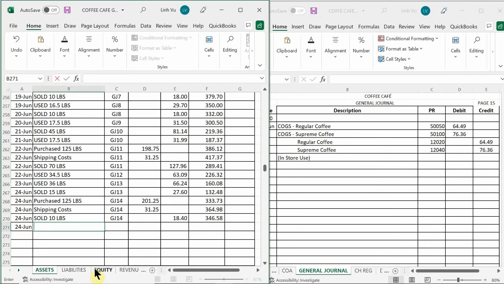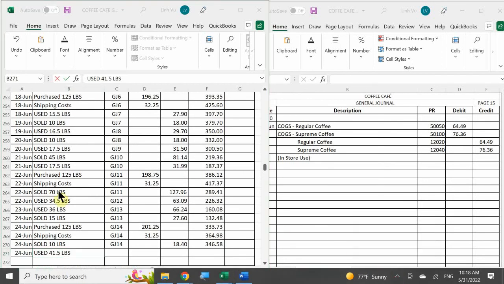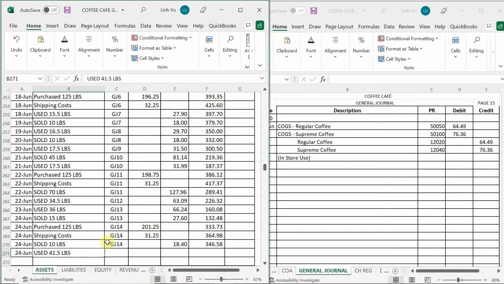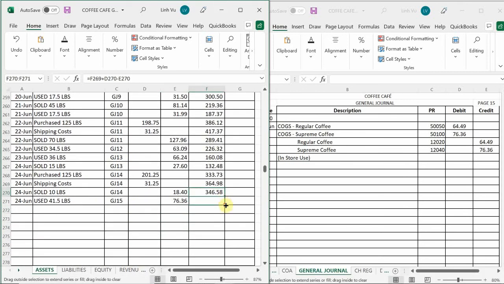We end up using 41.5 pounds, which we end up using 76.36, right? That's how much it cost me. So my account balance should have dropped to $270.22, which, yes, that's true.